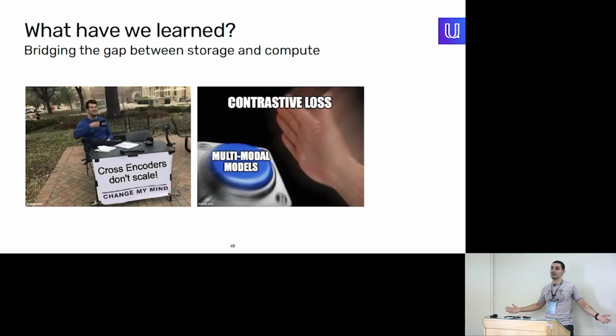And if there's something fun to take from this talk, aside from the fun pictures in the very beginning, this is a couple of memes I prepared. So the first one: cross encoders don't scale. This is my personal opinion. Come and fight me. And the second one: contrastive losses are the go-to solution, at least today, until we find something smarter for multimodal models, and they have been around for many, many decades. We're just scratching the surface of their capabilities. So thank you very much, and I'm open to questions.